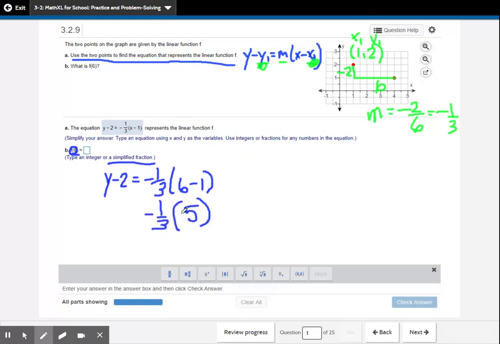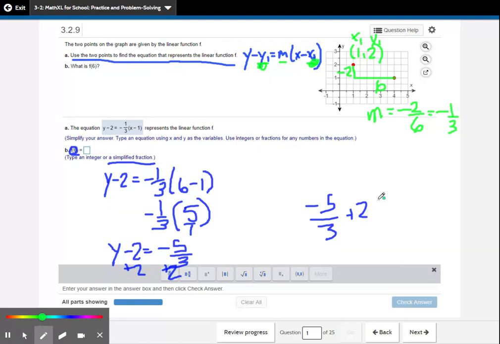So if we think of 5 as a fraction, when we multiply fractions, we multiply the numerators and the denominators. Now we need to try to find y. So to find y, I'm going to add 2. So -5/3 plus 2, I have to have a common denominator. 2 with a denominator of 3 is the same as 6/3. So -5/3 plus 6/3 is equal to 1/3. So my value here is 1/3.